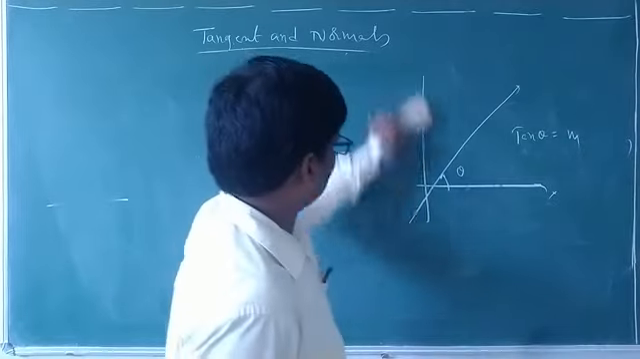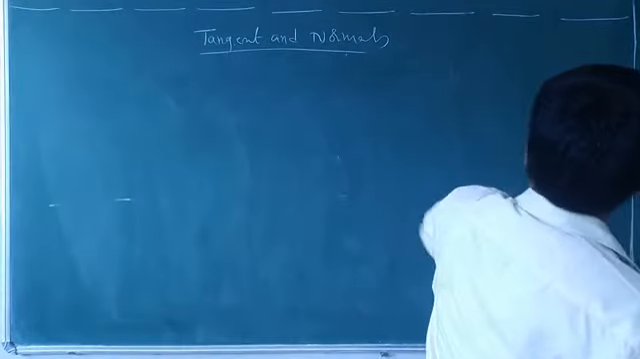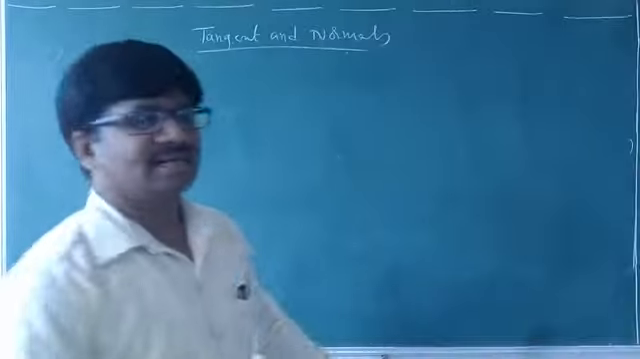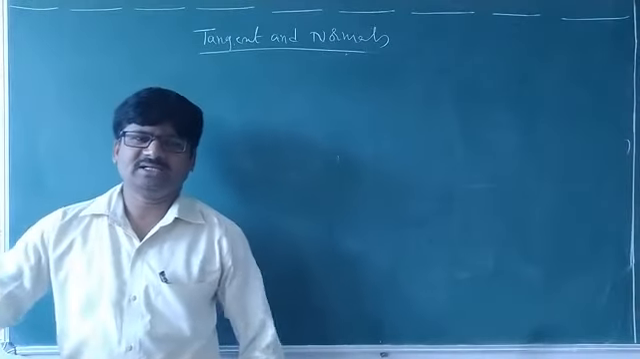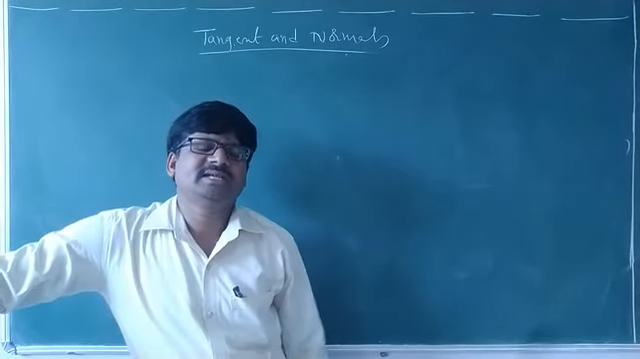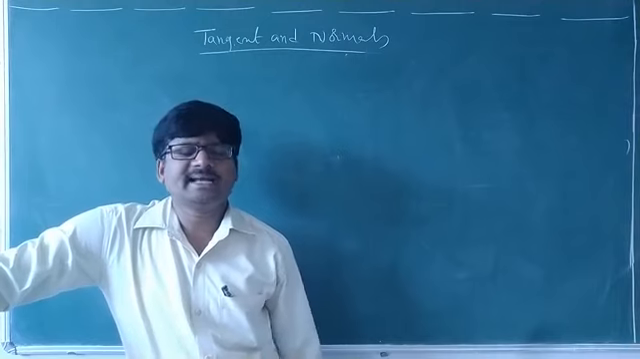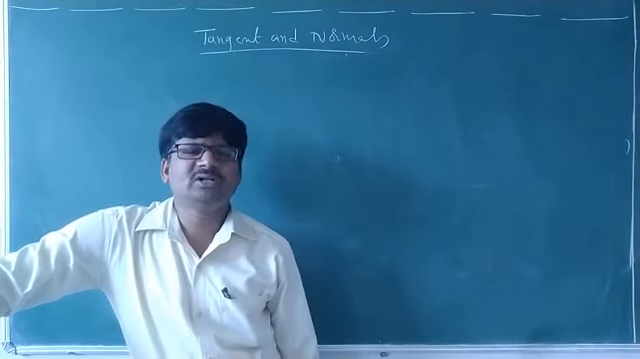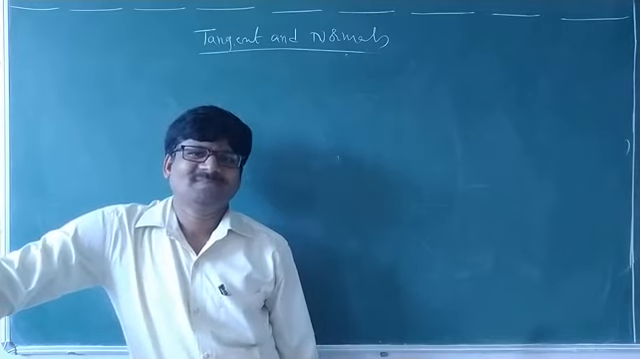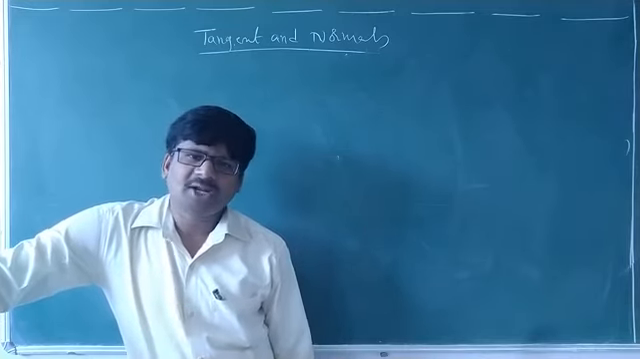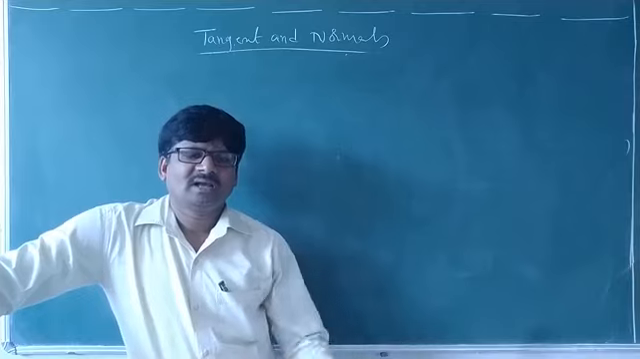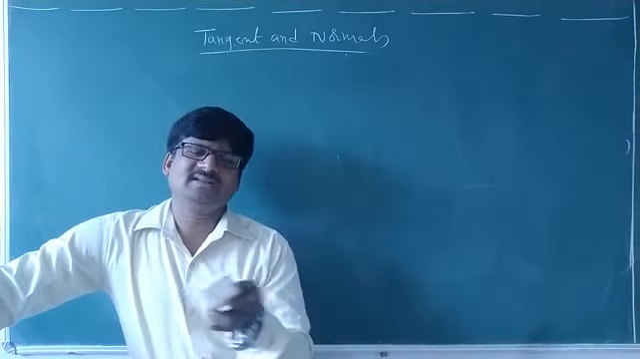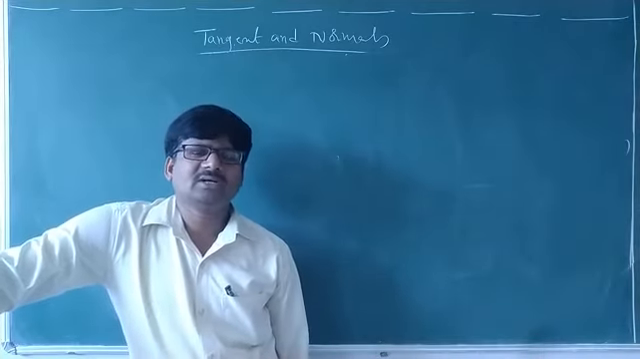It is about tangent and normal. Okay, so tangent means a line which touches the given curve is called tangent. A line which touches a curve at a particular point is called tangent. At where it touches, at that point only you can say that is a tangent. Normal means perpendicular to tangent at the same point.